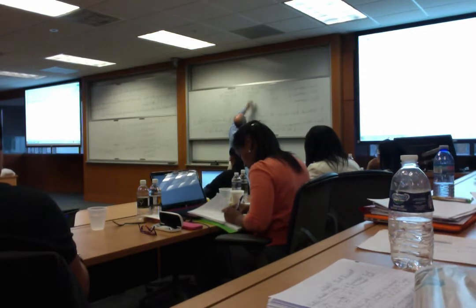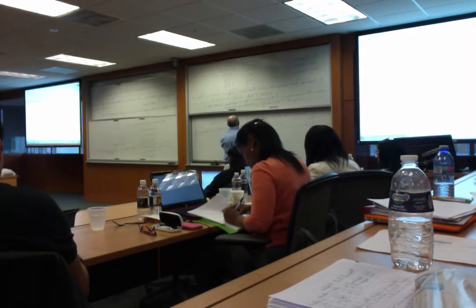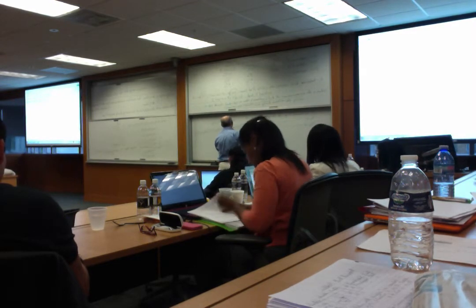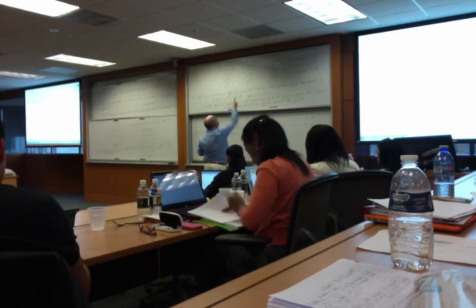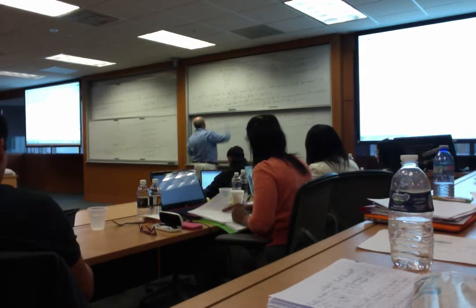This column. That's how I'm going to get there. 0.1 times x1 plus 0.08 times x2 plus 0.09 times x3.